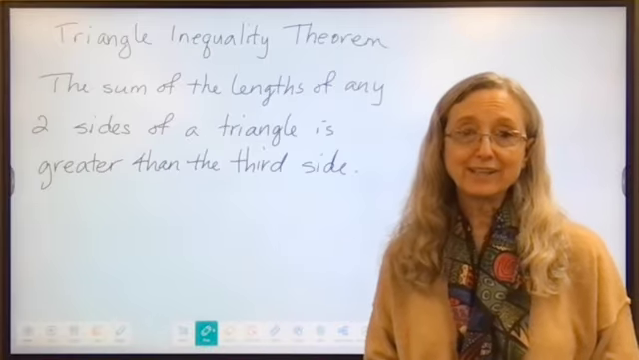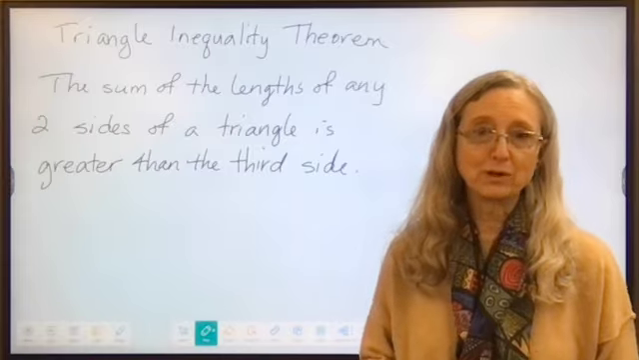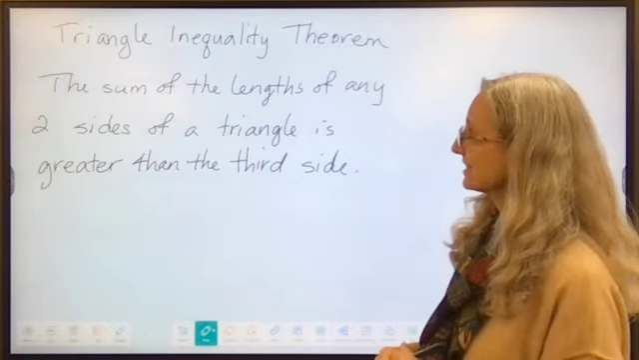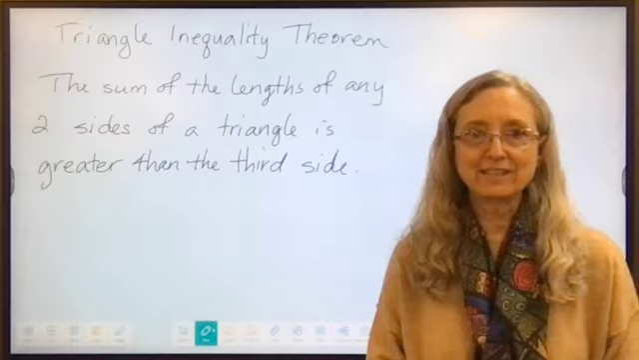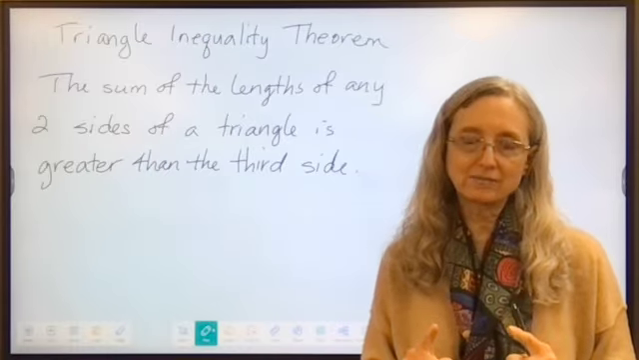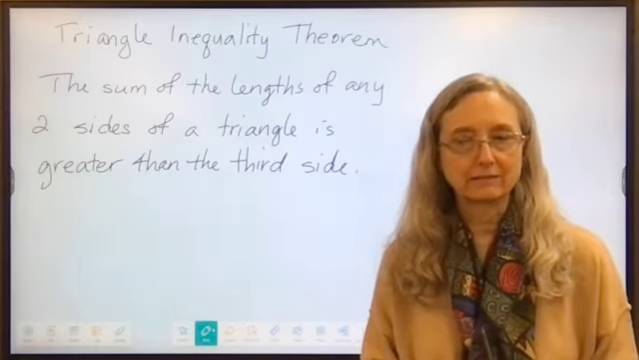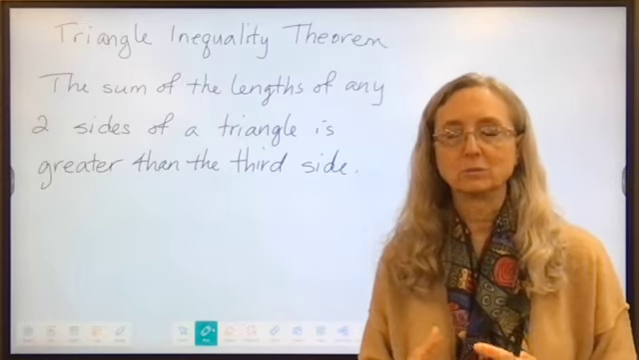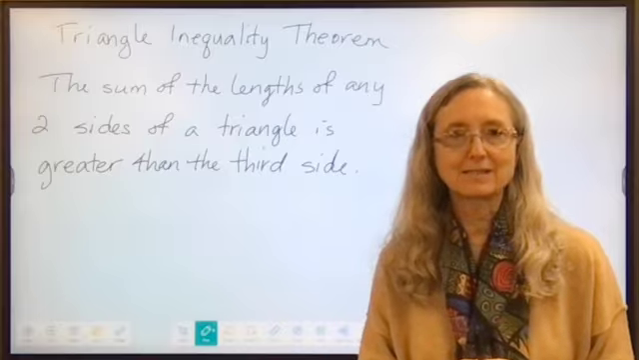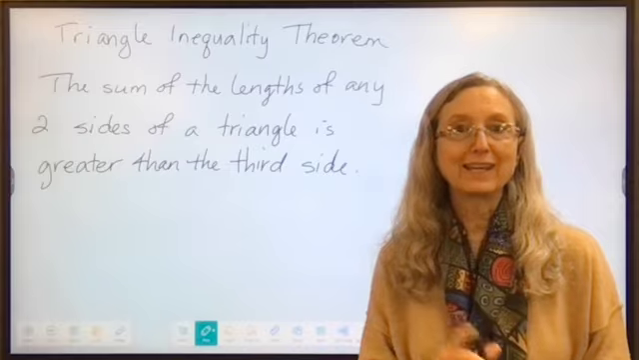So I've written the triangle inequality theorem on the board behind me, which says the sum of the lengths of any two sides of a triangle must be greater than the third side. You might think, why would that be the case? So I want to show you with an illustration.